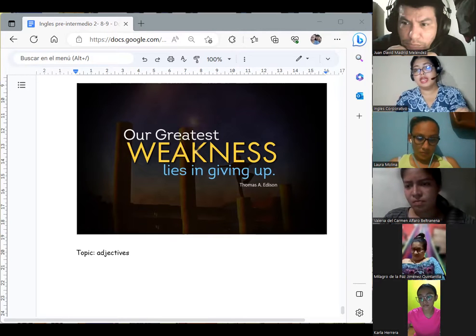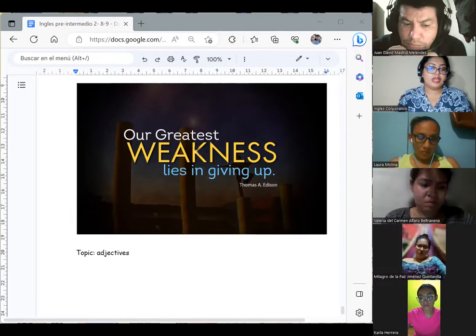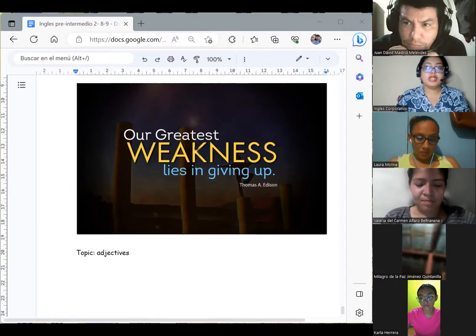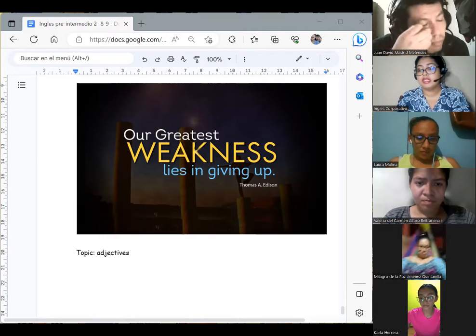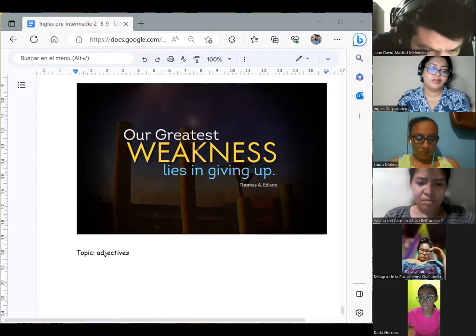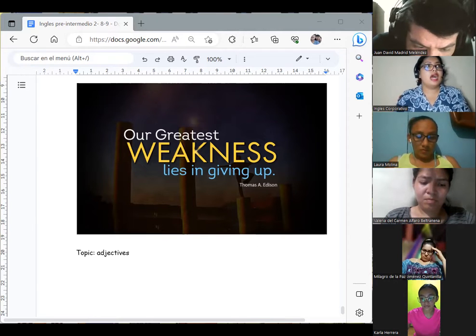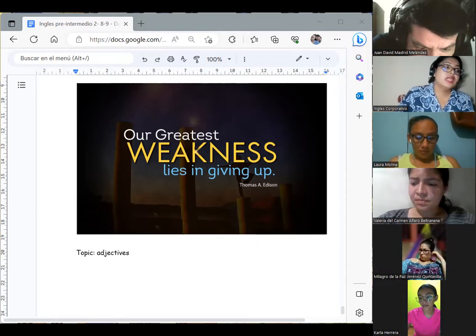But in this case, it's related to the stress that we are living in our lives. Maybe we don't have a clear idea of what we want for our future, or we are just so overwhelmed with the problems we are living in this moment, but we need to keep going. That is the clue of this. You need to move, even if you find a wall in the path that you are walking.